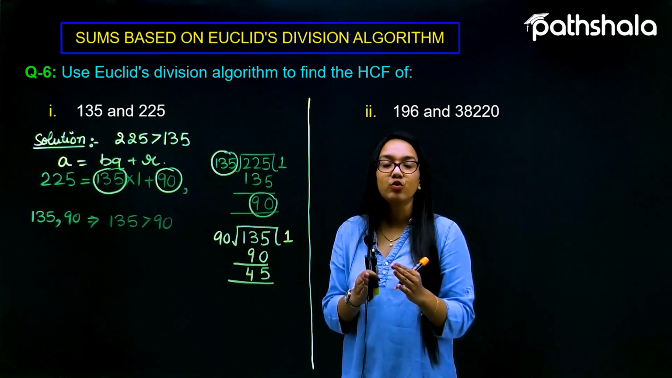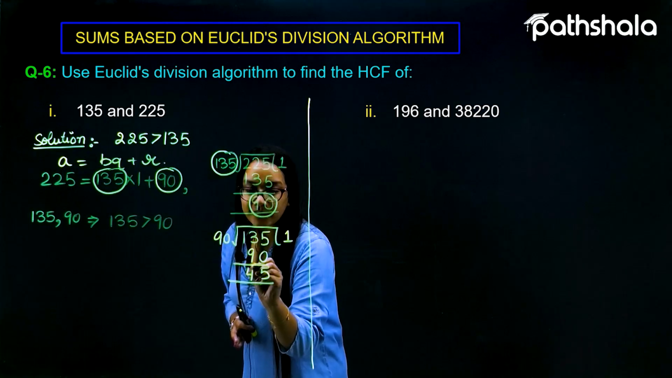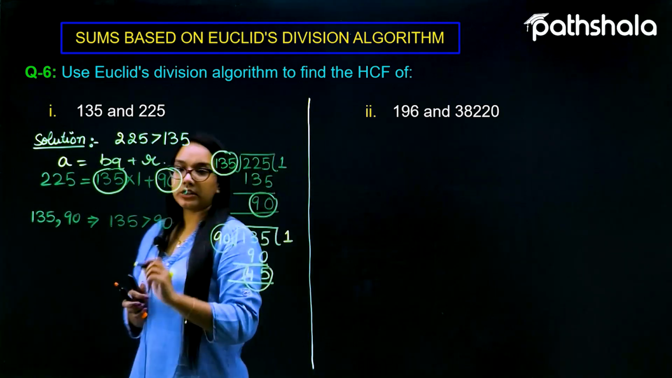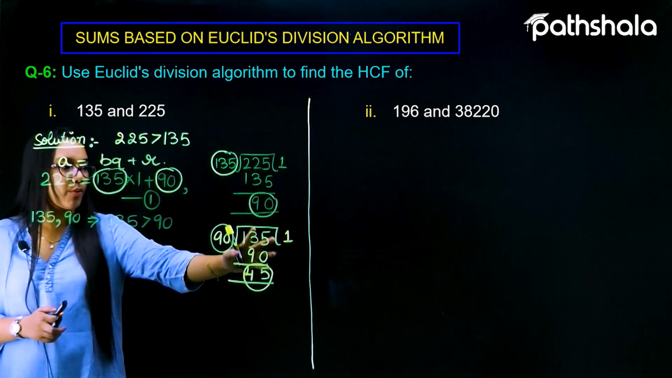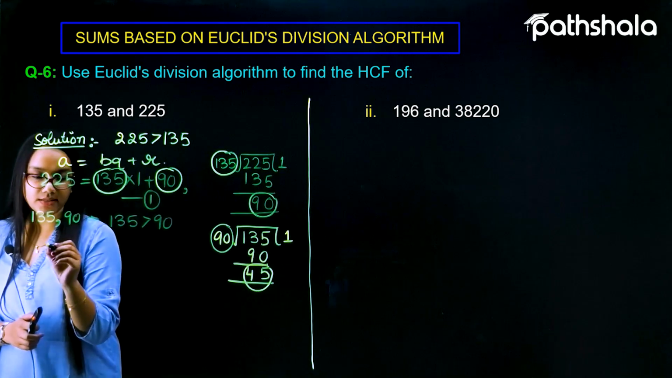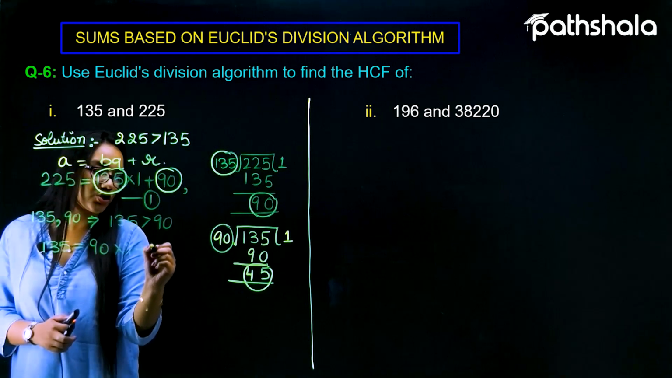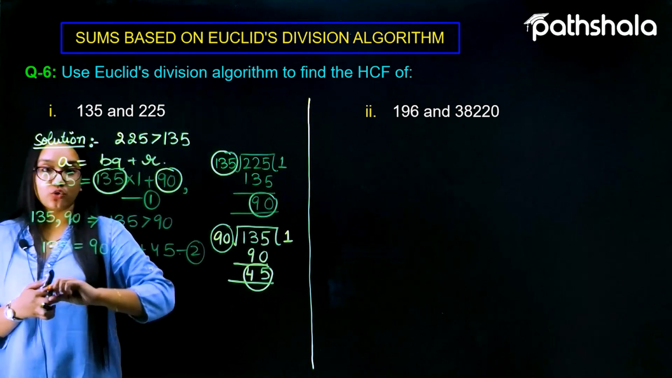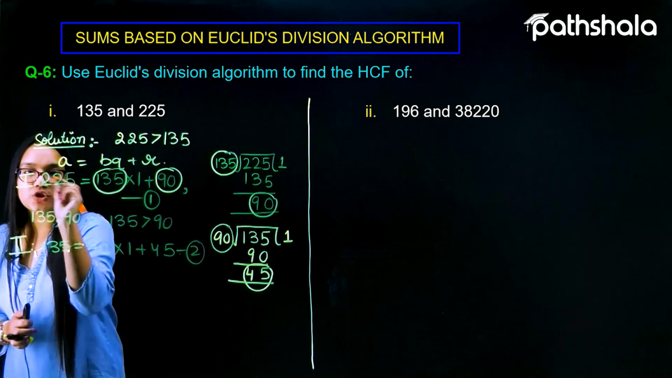It means we have to further apply the Euclid's division lemma to the remainder and to the divisor. But let us suppose I am calling this equation 1 and write it in the formation of the Euclid's division lemma again. So we can write it as 135 is equal to 90 into 1 plus 45. Again, let us suppose I am calling it equation number 2. So this is our step number 1. This is our step number 2. So let's just move on further.